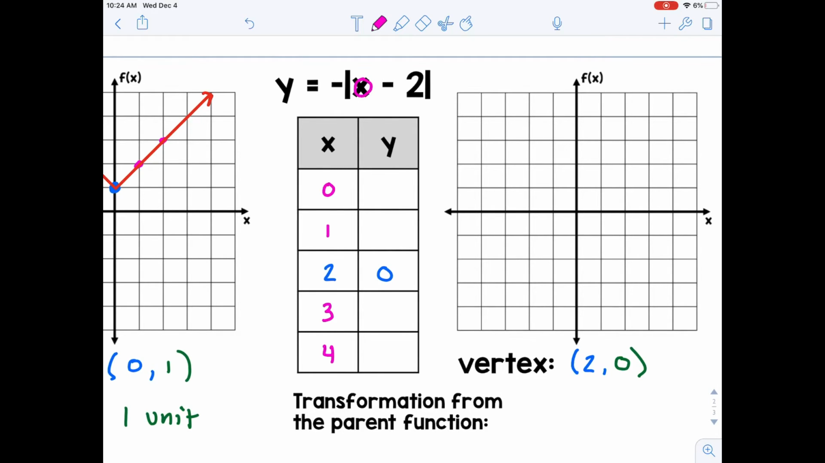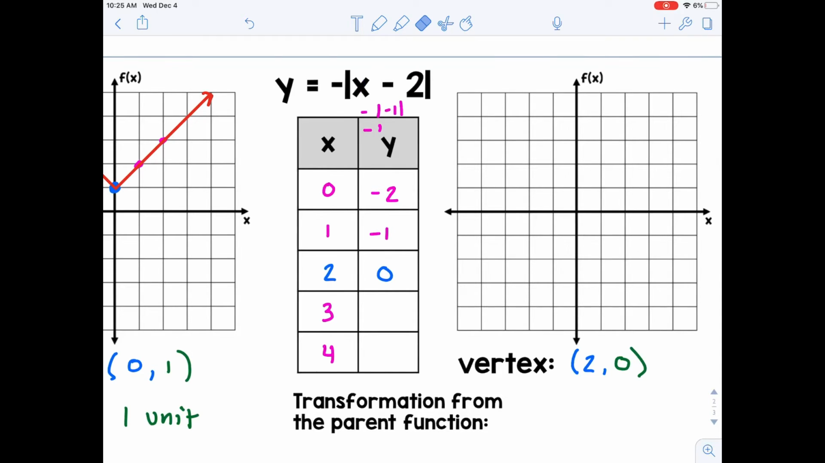So now I'm going to plug in 0. If I put a 0 in right here, 0 minus 2 is -2. There's still a negative out in front. So the absolute value of -2 is 2, but since there's a negative in front, when I plug 0 in, my output is a -2. So now I'm going to plug in a 1. So if there's a 1 here, 1 minus 2 is -1. Negative out in front is going to give me -1.